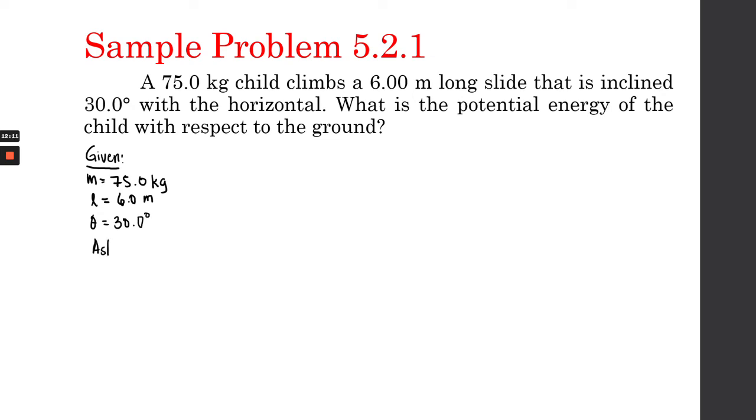So what they are asking us is the potential energy of the child. Since it's the child that increases its height, no, nag-change na position, we are looking for the potential energy of the child. The formula that we have to use in order for us to find the potential energy is the formula that I showed you earlier for gravitational potential energy. This is PE is equals to mgh.